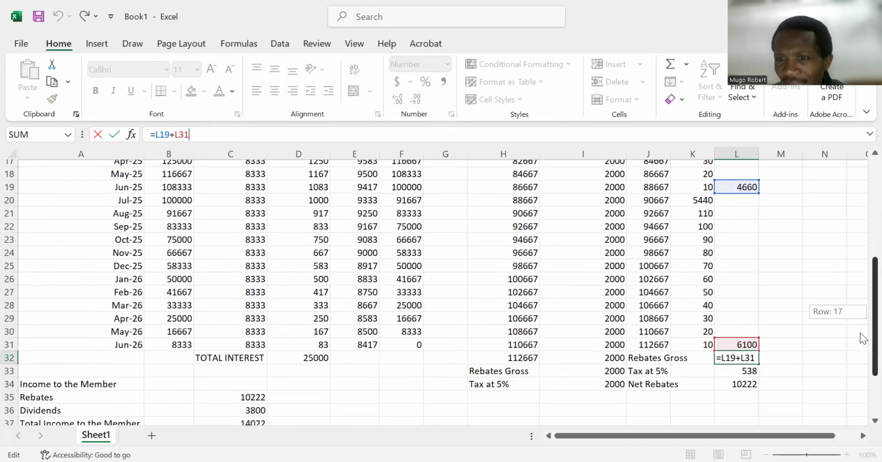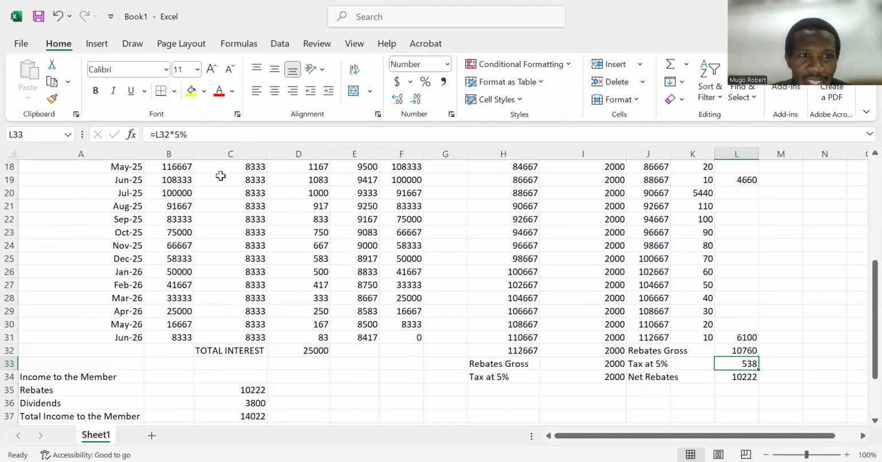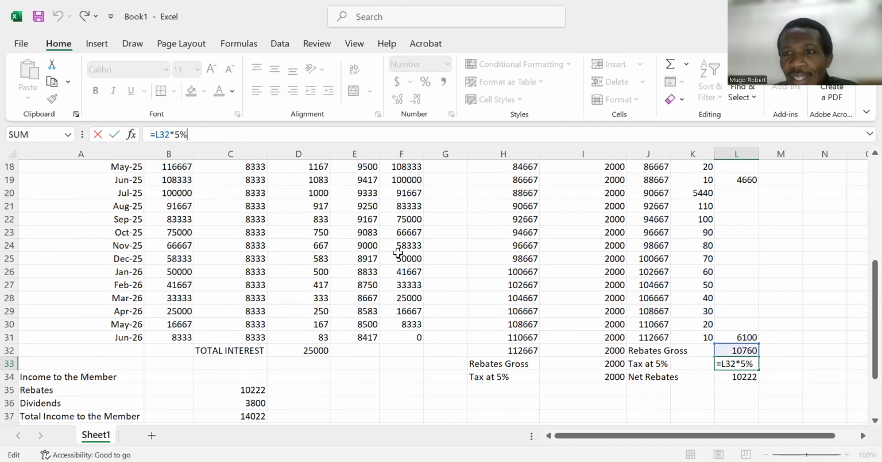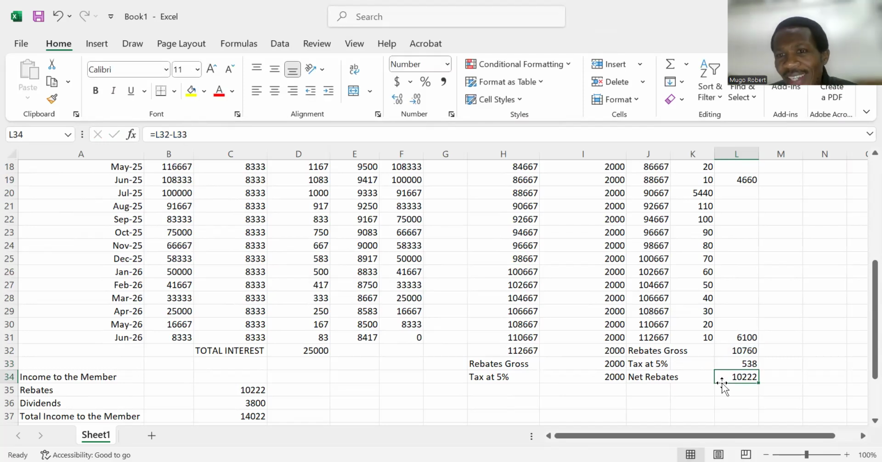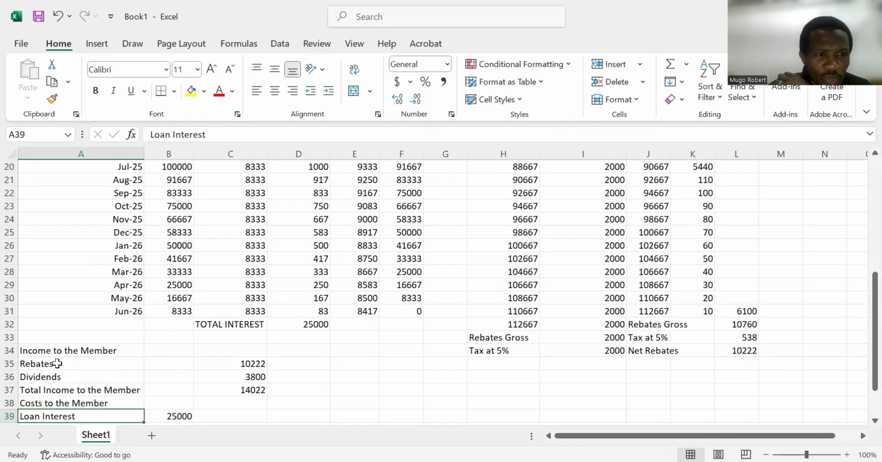So those are the incomes that the member is getting. Rebates are normally taxed, and they are taxed at 5%. So you take the tax of this, 5% of that gives you 538. So the net rebate, the net return to the member is 10,222. Now, let's see the savings or the cost to the member. The income to the member are the rebates, which we have said is this value, 10,222.